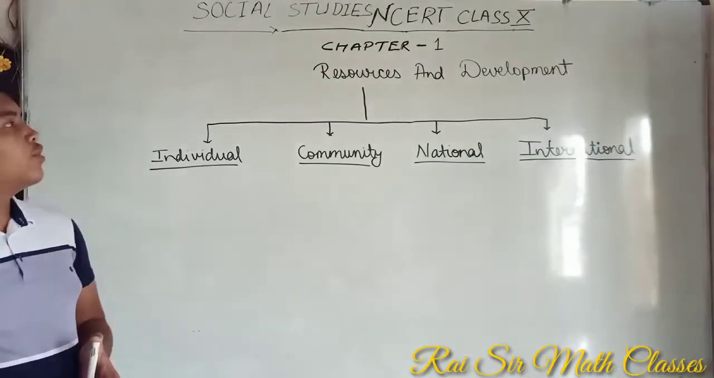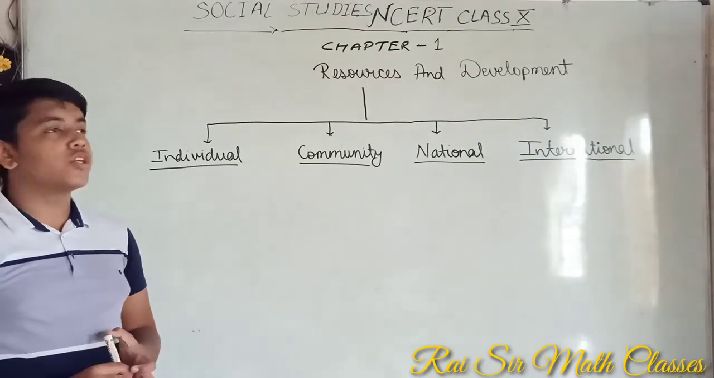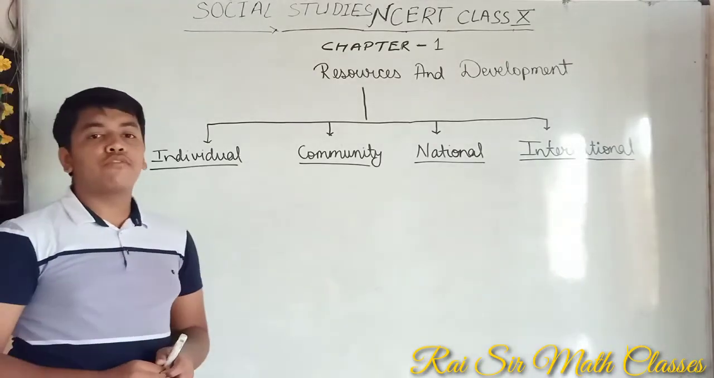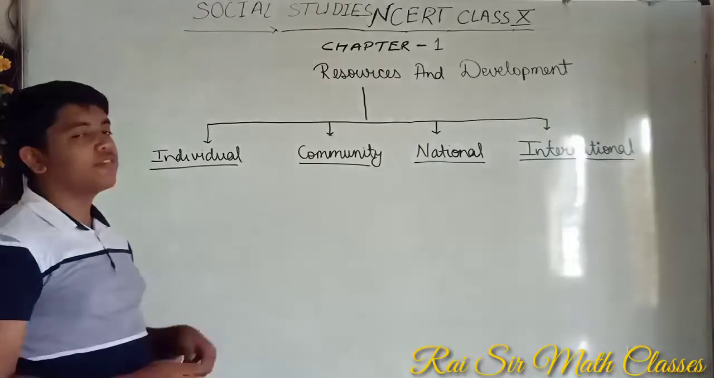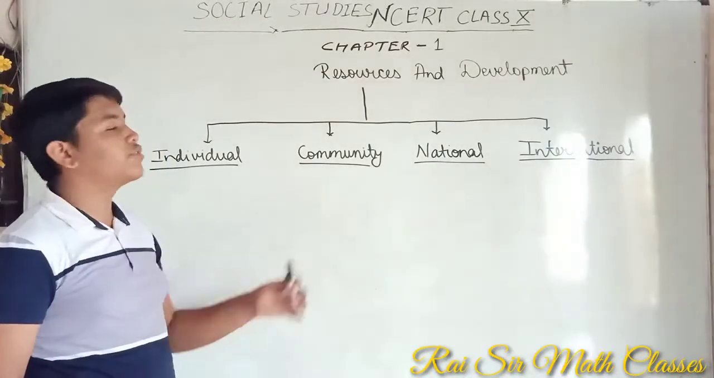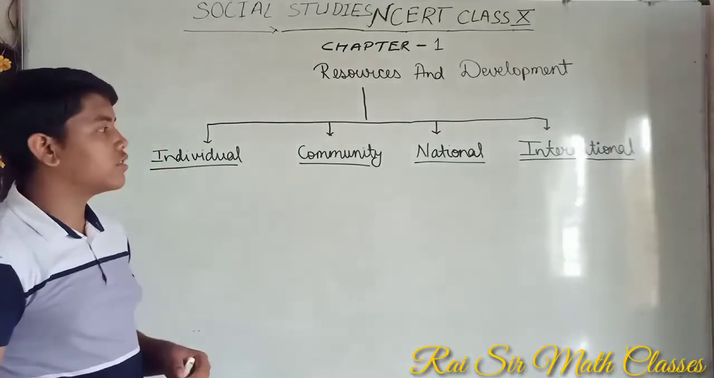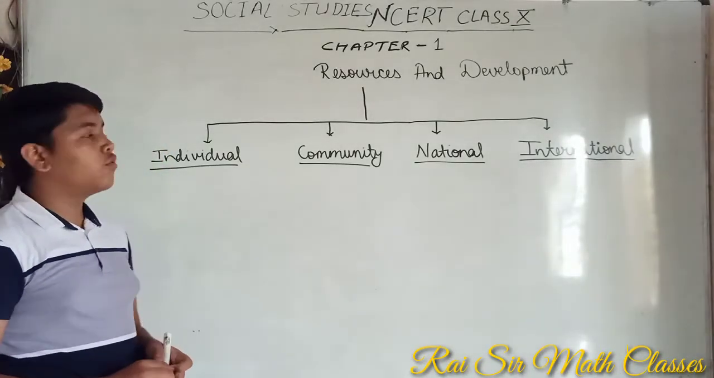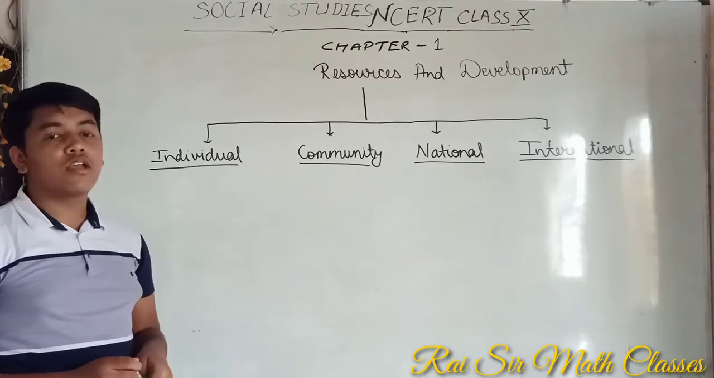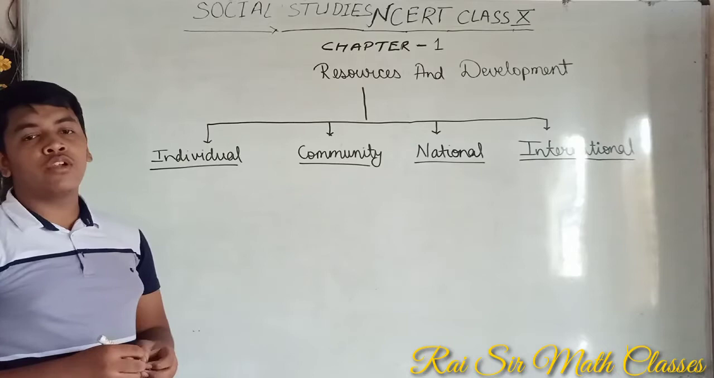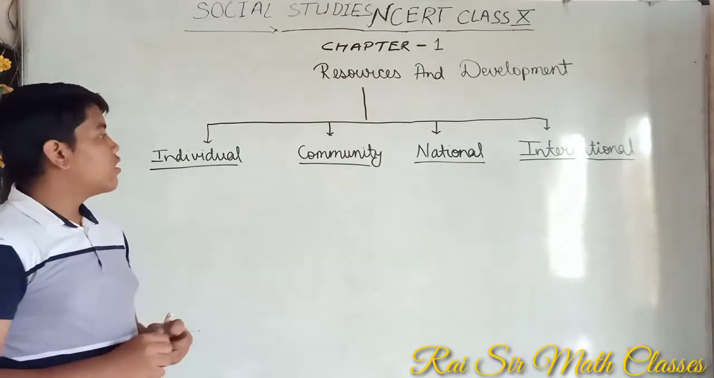Now we are going to know about the third type, on the basis of ownership. On the basis of ownership, we have four categories of resources. The first is individual resources, the second is community resources, the third is national, and the fourth is international resources. So what are individual resources? By the word individual, we know that it is owned by a particular person.